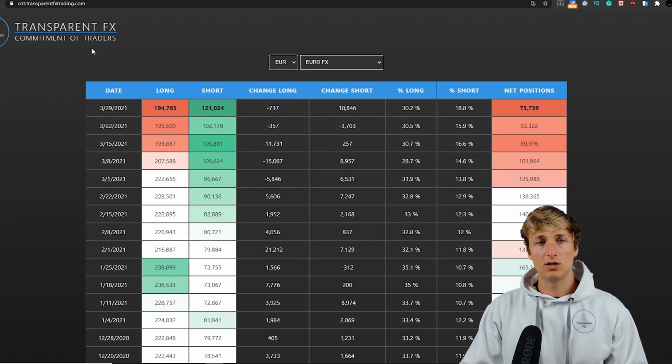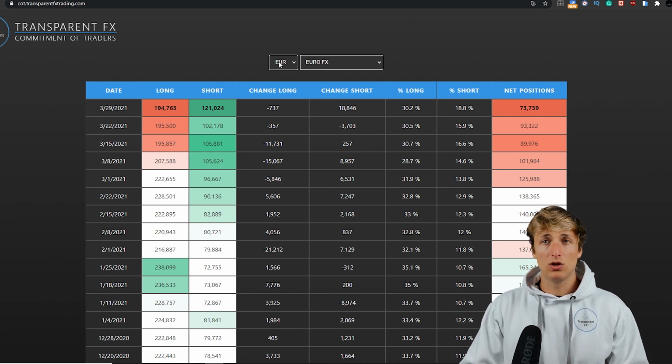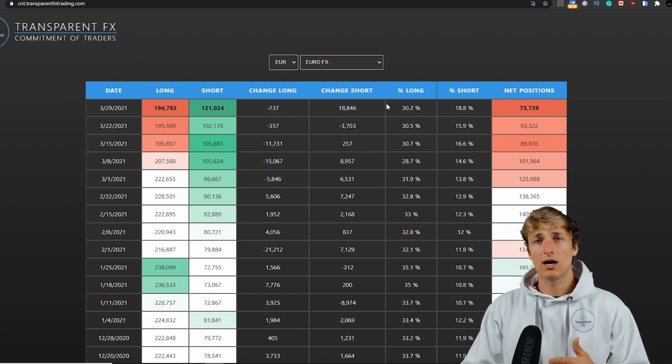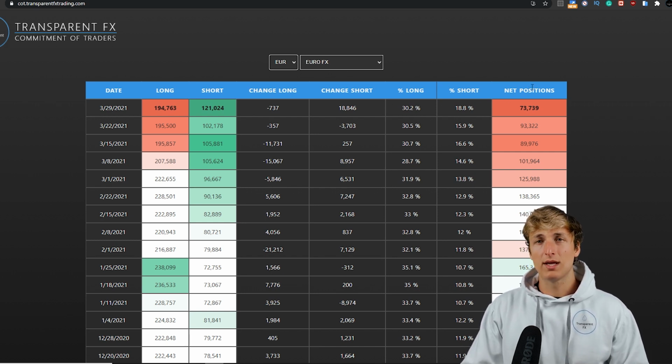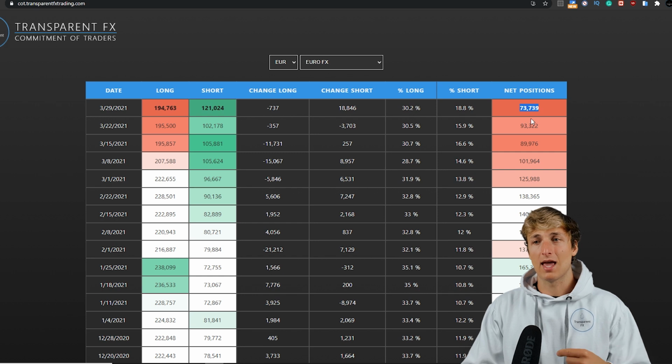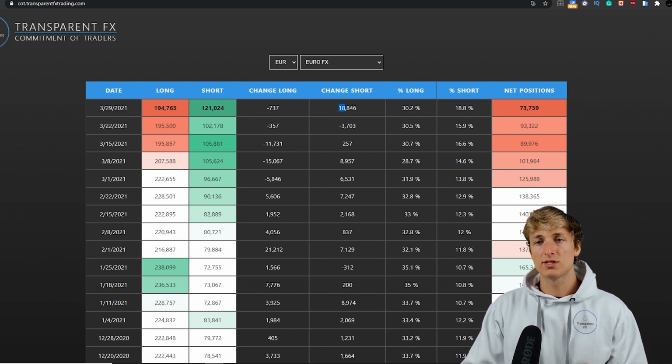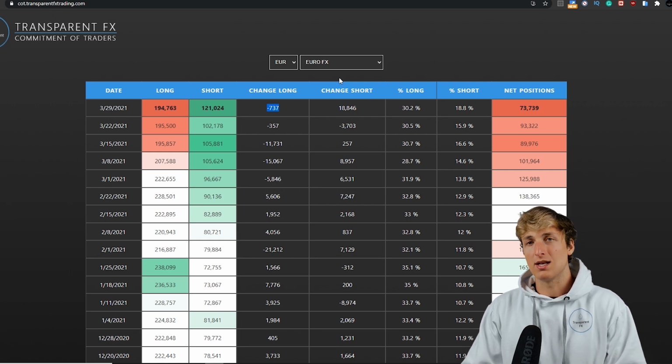Now, if we check the data here for Euro AUD and we look at what we have on the Euro, we can see how the euro is actually quite bearish at the moment from an institutional perspective. In fact, we can see how the net positions have been decreasing and decreasing. We went from having 140.2k net positions all the way down to having 73.7k net positions. So the net positioning is slowly decreasing, and we can see how with the last report, hedge funds have opened 18.8k short positions and closed 700 longs. So the euro is getting quite bearish.